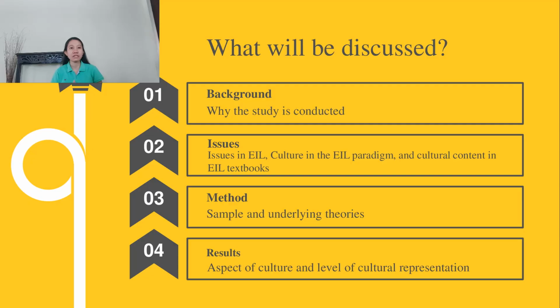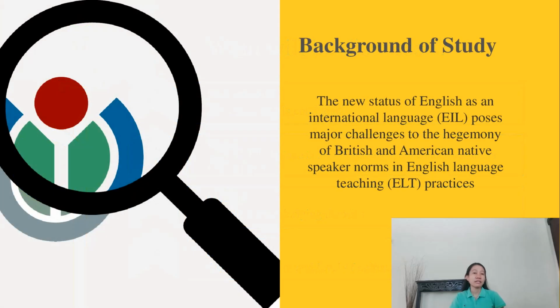The second is the issues in the textbooks of EIL: the issue in EIL, the culture in the EIL paradigm, and the cultural content in ELT textbooks. And the third is the method, the sample and underlying theory, and the result, also the level of cultural knowledge and cultural representation in the textbook.